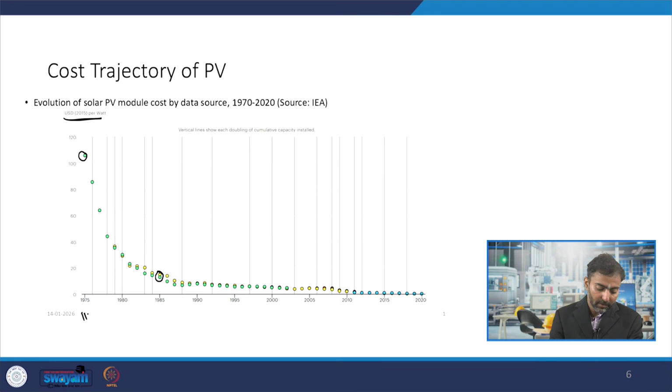So here we have $110 per watt, and by 1985 we are somewhere around $15 per watt. And then with the continued research across the globe, different research groups, different companies, different university research groups, a lot of research happening in solar PV over those last 4 decades, the cost of solar PV has been continuously declining. And if you look at this graph, the recent values are even lower.